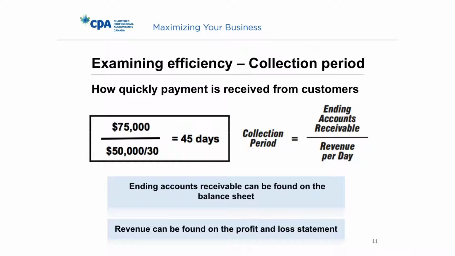In our example, the business has $75,000 of accounts receivable and monthly revenue of $50,000. Therefore, the collection period is 45 days. This means it takes 45 days for the business to convert a customer's sale into cash. Remember, the shorter the collection period, the less working capital needed, and vice versa.